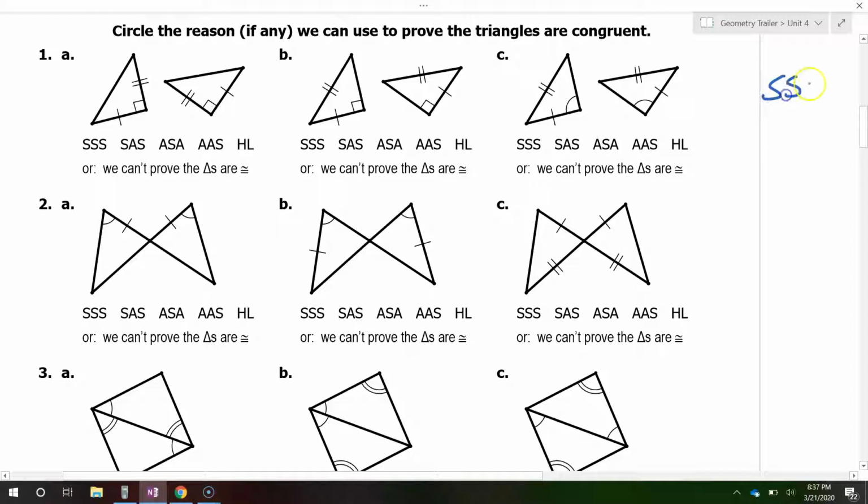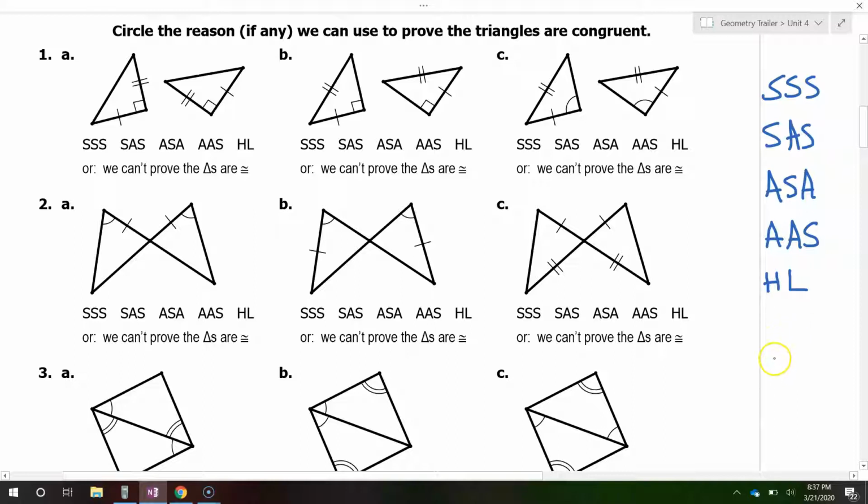Side, side, side, side, angle, side, angle, side, angle, angle, angle, side, and hypotenuse leg.